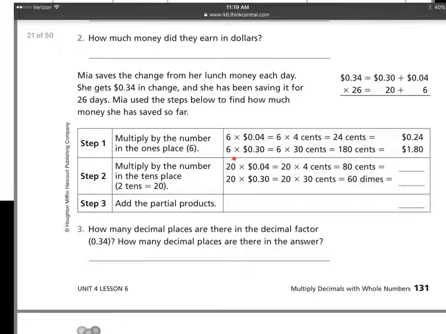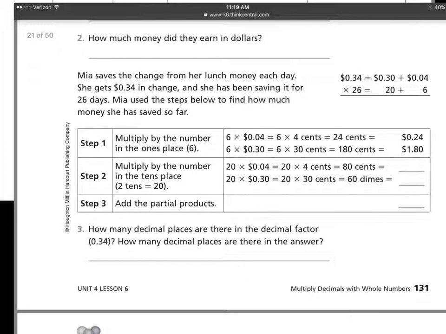And then they're going to do the 6, the same 6, multiply it by the 3, which is worth 30 cents. That will get them 180 cents. 180 cents is really $1.80. So that's the second partial product.